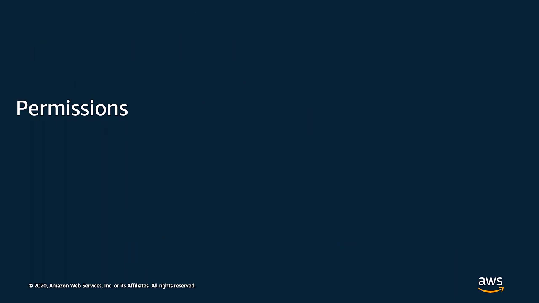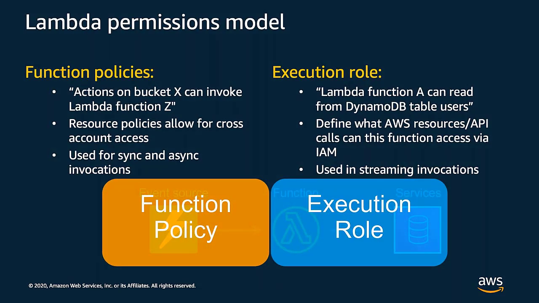When we talk about permissions for AWS Lambda, we talk about two sides of the model. The AWS permissions model specifies a function policy and it specifies an execution role. The function policy allows you to control what resources, services, and users can invoke your Lambda function. Resource policies can be used for cross-account access, and they're used for both synchronous and asynchronous invocations.